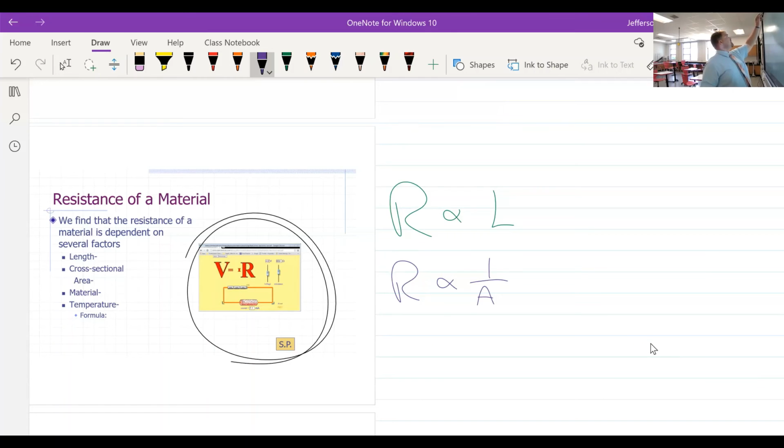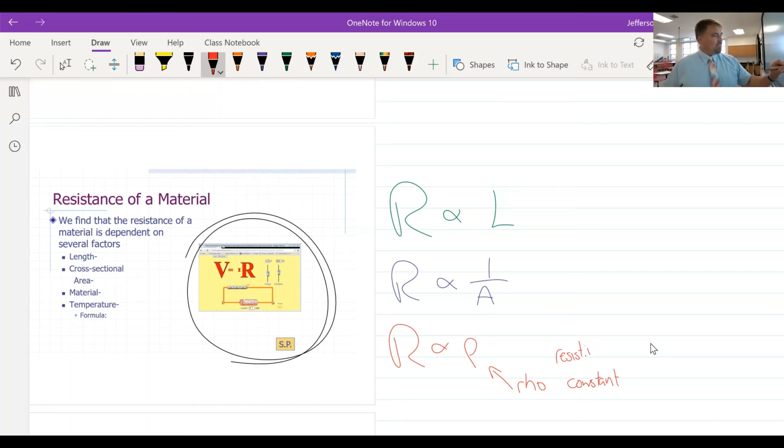Okay? And the second to last thing we're going to talk about is that the resistance is proportional to something called the resistivity. This is the Greek letter rho. It turns out that different metals will conduct electricity better or worse. This is a constant. Actually, that's the symbol rho, but it stands for the resistivity, and it's a constant for a material. And you don't have to memorize this.